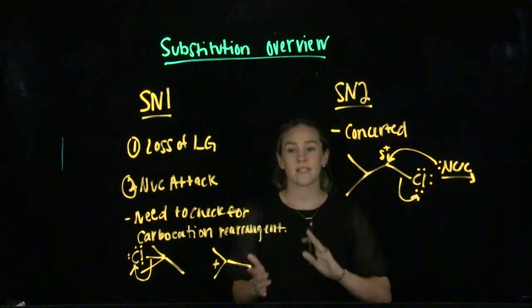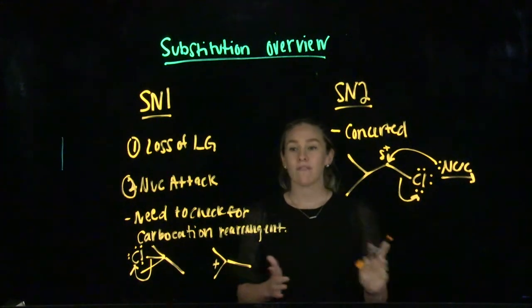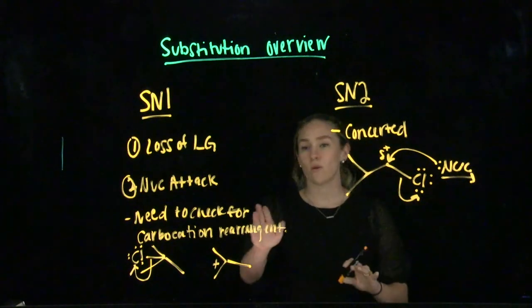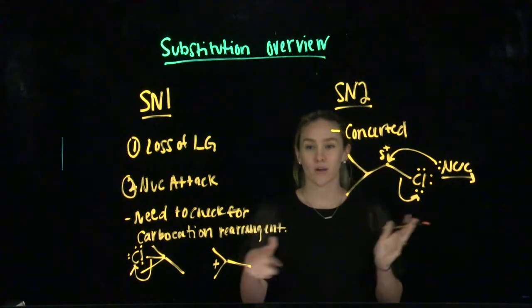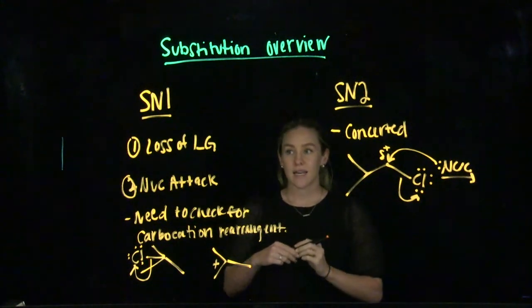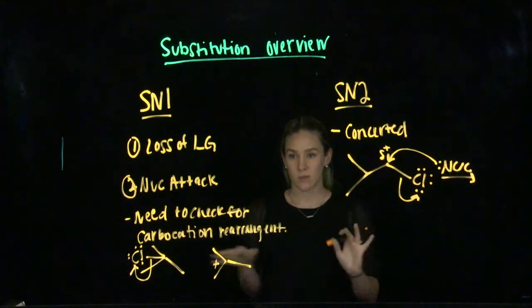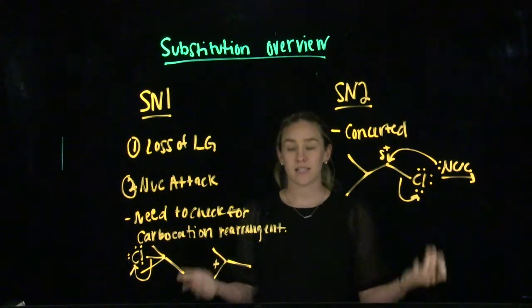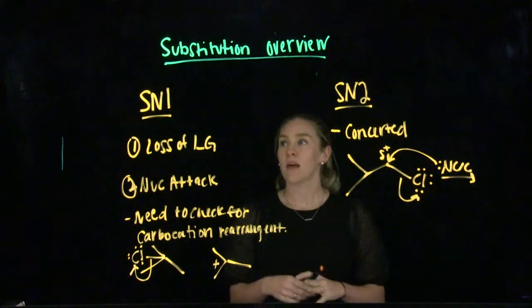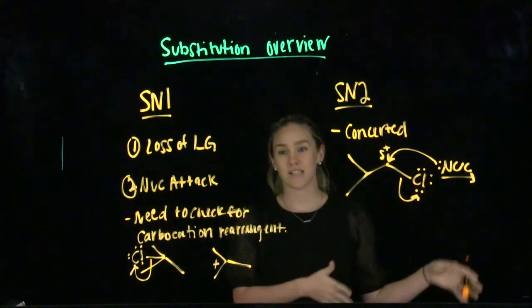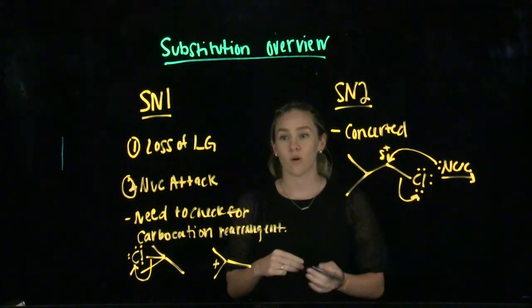So because all of this is happening at the same time, we're never going to be left with a carbocation like we did for SN1. So we don't need to check for a carbocation rearrangement. So these are the basic overarching differences between the two. There are several more differences between SN1 and SN2 that weren't covered in this video, but I do have specific videos for SN1 only and for SN2 only that should cover a lot of the questions you might have.